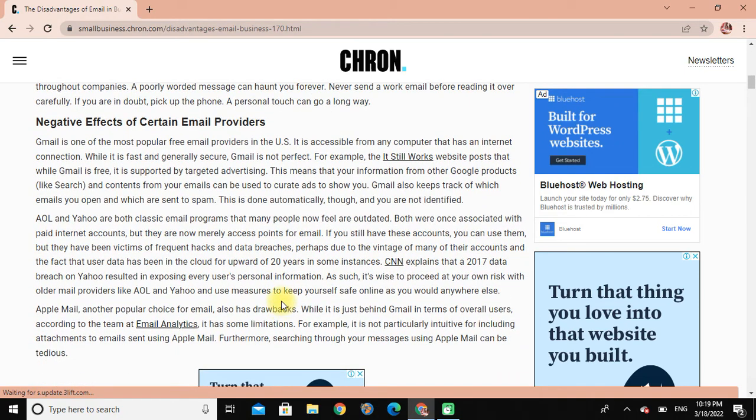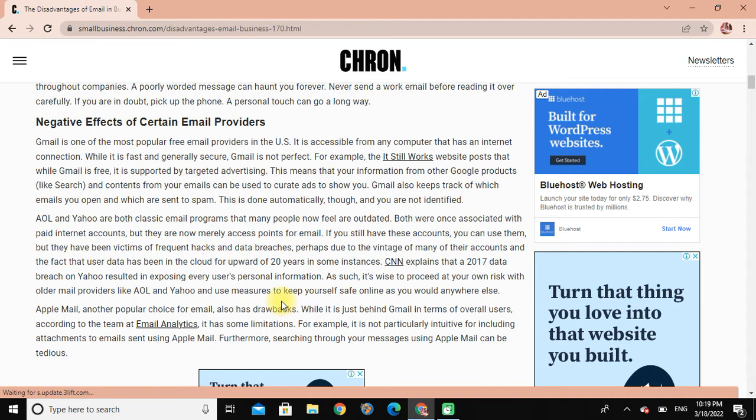Negative effects of certain email providers. Gmail is one of the most popular free email providers in the US. It is accessible from any computer that has an internet connection. While it is fast and generally secure, Gmail is not perfect. For example, while Gmail is free, it is supported by targeted advertising.